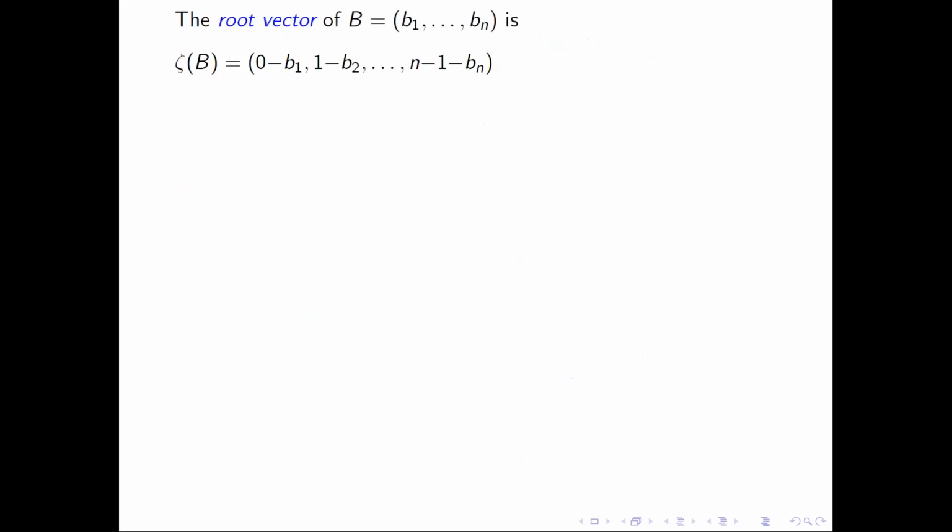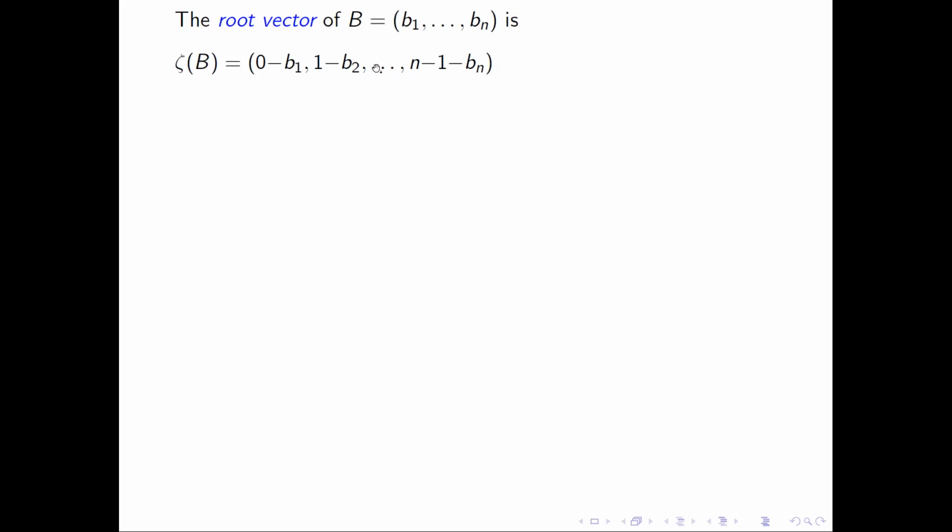So to do a proof sketch, we need to introduce a couple more concepts. First of all, the concept of a root vector for a Ferrers board. It's given by, okay, so this thing right here, this is zeta. That's the Greek letter zeta. It's kind of tricky to write down, but zeta of B is given by 0 minus b1, comma 1 minus b2. The next one would be 2 minus b3.